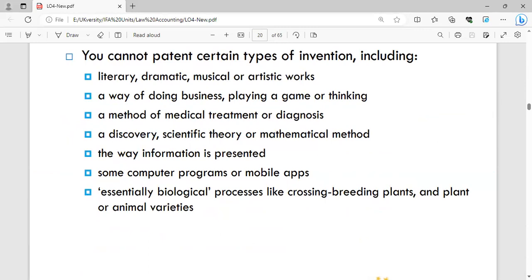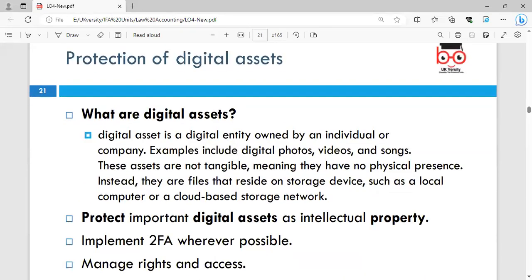Certain types of invention cannot be patented, including literary, dramatic and musical works, a way of doing business, playing games, and thinking, methods of medical treatment, and diagnostic methods, and ways information is presented. These are the points we need to look around.